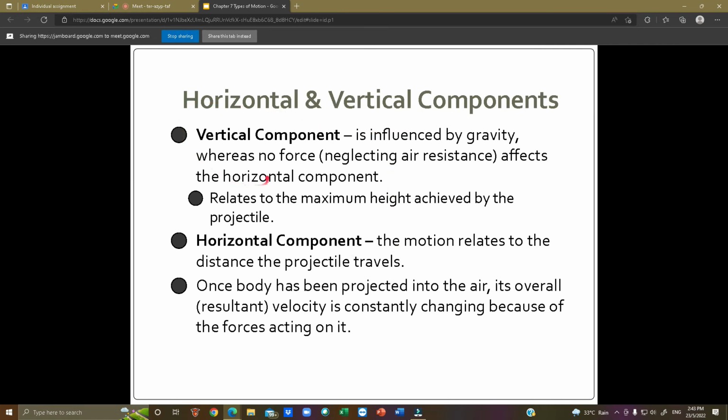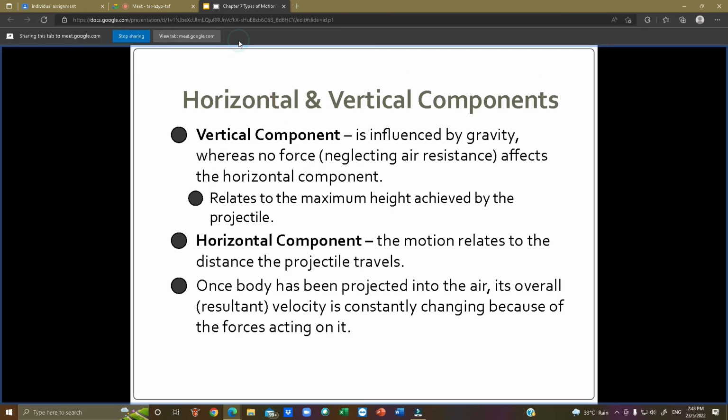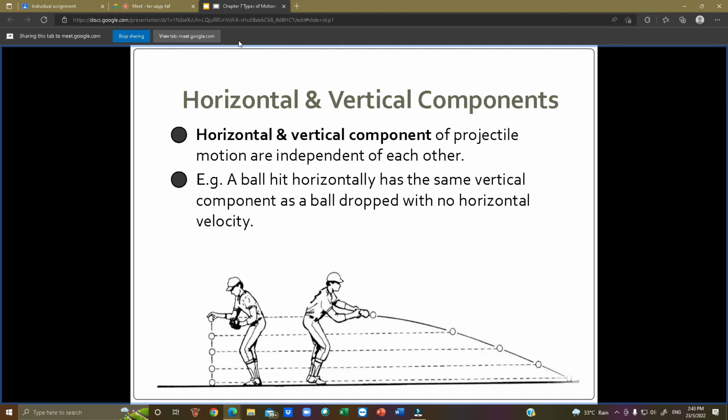In projectile, we have 2 components. We have discussed this one. Vertical component, komponen menegak, and horizontal component, komponen melintang. Okay, we have these 2 components of interest. Ni dia. Okay. Horizontal is this one, vertical is this one.